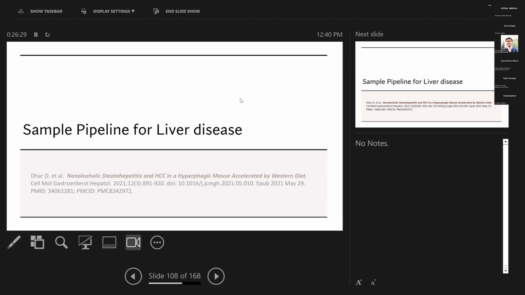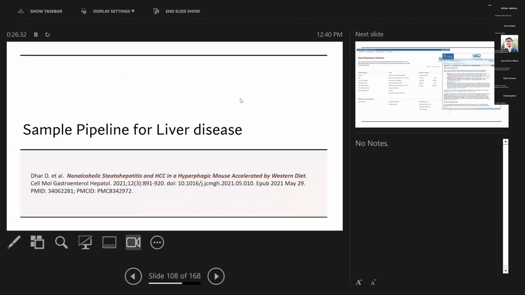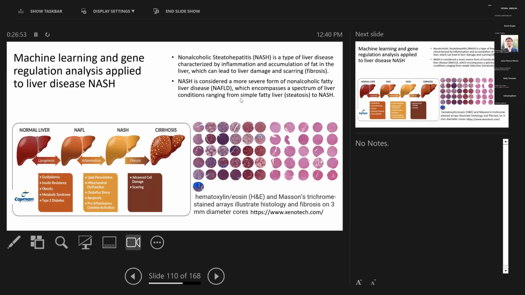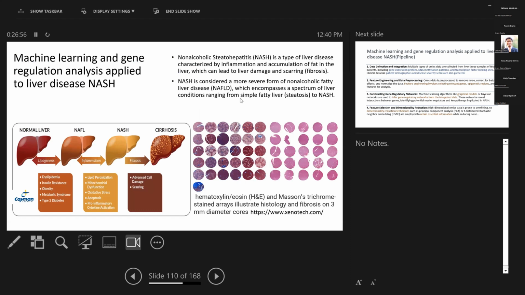And so recently I sat down with one of the faculty here, Dr. Dar, and he showed me this interesting paper on the use of a change of diet, how a simple change of diet can affect the progression of liver disease, which I found interesting. Actually, you can go download sample data sets from the NCBI if you want. So non-alcoholic steatohepatitis is a type of liver disease which has inflammation and accumulation of fat in the liver, which can lead to liver damage and scarring, okay?